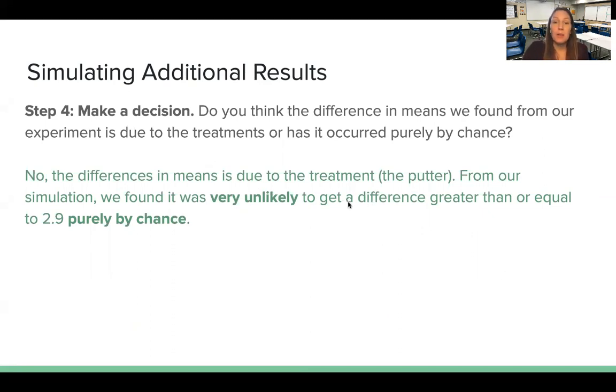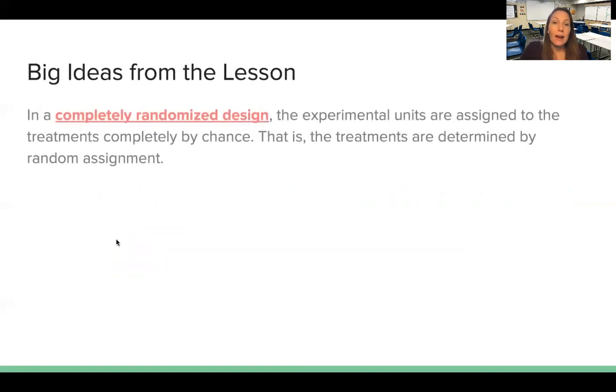We found it was unlikely to get a difference greater than or equal to that 2.9, again purely by chance. So what that means is that it was caused by the putter that was used in the experiment. If it didn't happen by chance, then if we have a well-designed experiment, it happened because of one of our treatments. All right, so some other big ideas from this lesson.